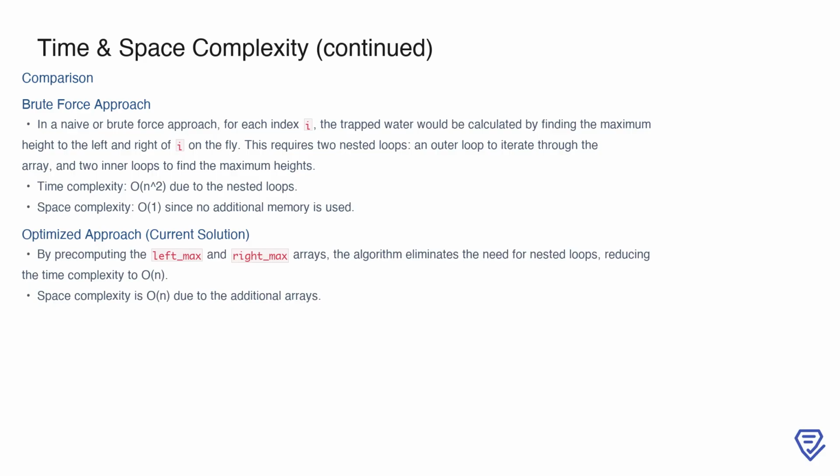In contrast, the optimized solution avoids nested loops by pre-computing the left_max and right_max arrays. This reduces the time complexity to O(n), though the space complexity increases to O(n), due to the additional arrays. This trade-off makes the optimized approach significantly faster for larger inputs.